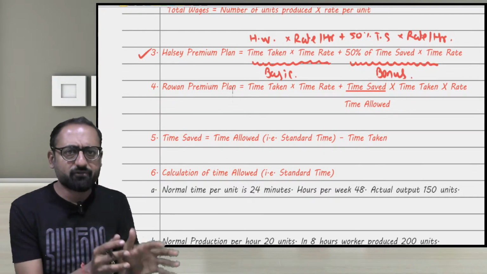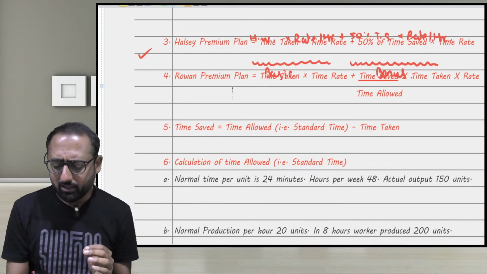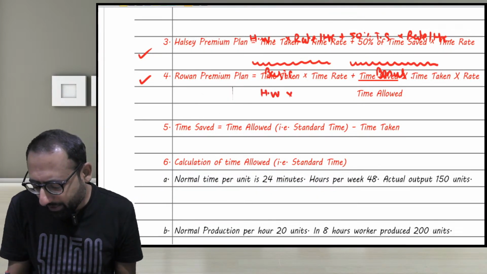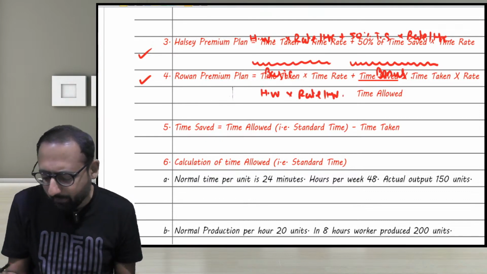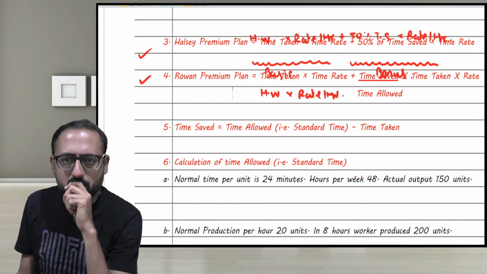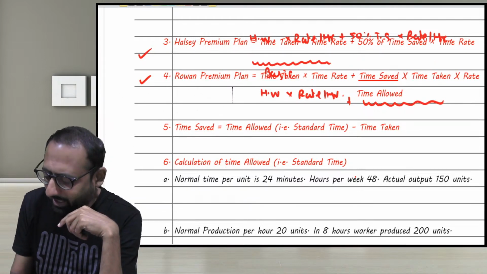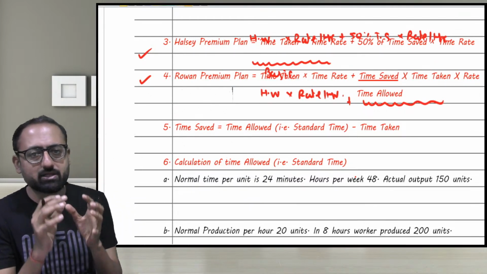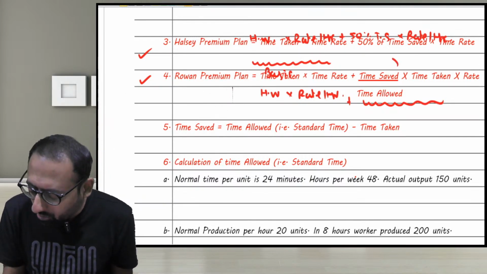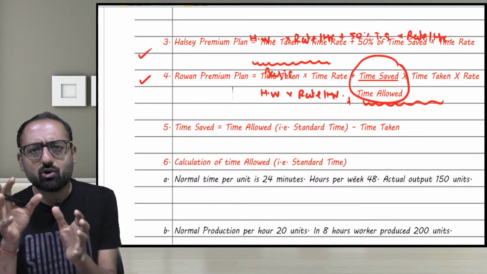Next, the last formula for the first part is the Rowan Premium Plan. Under Rowan Premium Plan, the basic wages are the same. You can check that hours worked multiplied by rate per hour is your basic wages, and basic wages are the same under Halsey and Rowan. Plus, the second part is your bonus. Here bonus will be calculated with the help of a formula, that is time saved upon time allowed into hours worked multiplied by rate per hour. So you are going to work in proportion: time saved divided by time allowed. Time allowed is also called standard time.